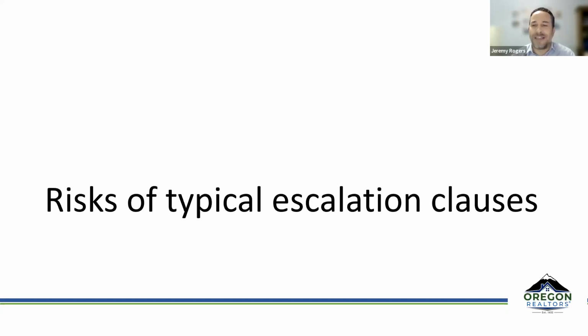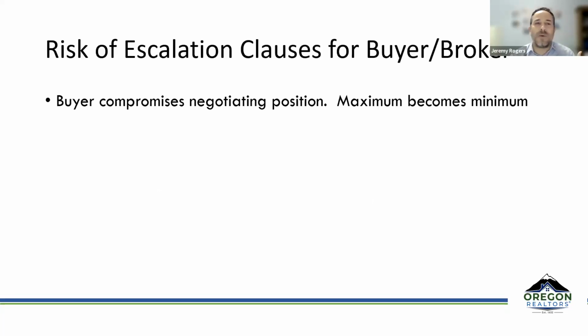But we are the legal risk management department here at the Oregon Realtors. So we like to talk about what the risks of these things are and help you prepare for those risks. So let's talk about what the risks of a typical escalation clause are for a buyer and the buyer's broker. First off, the buyer is compromising their negotiating position. One way to think about it is maybe their maximum is now becoming the minimum, because they have communicated to the seller how much they're willing to pay for the house if they include that maximum.